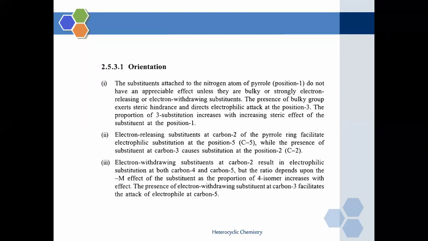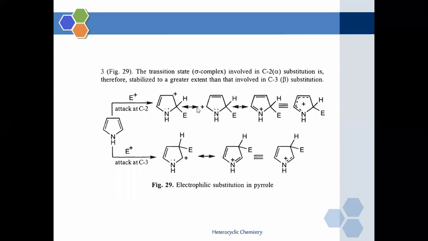Now, the second case of the orientation is electron releasing substitutions at carbon number 2. See, if we are going to substitute any electron releasing functional group. Electron releasing functional groups म्हणजे कसले functional groups? असे functional group की ज्यांच्यावरती lone pair of electrons it is there. Oxygen, acyl functional groups. So these functional groups, if they are already substituted at carbon number 2 of the pyrrole ring, they will facilitate the electrophilic substitution at position number 5.